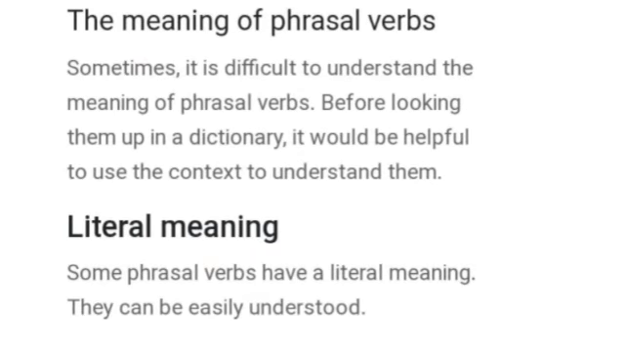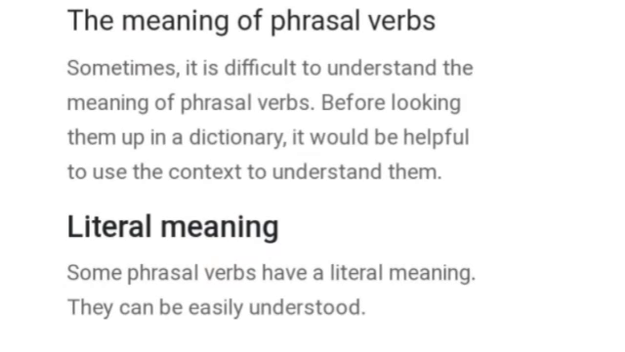Okay, the meaning of phrasal verbs. Sometimes it is difficult to understand the meaning of a phrasal verb before looking it up in a dictionary, so it is helpful to use context to understand them. If we are reading these phrasal verbs in a sentence or a paragraph, normally we do not know their meaning because they don't have literal meanings. So we can use the context to see how it fits our sentence, and find out the meaning through this.